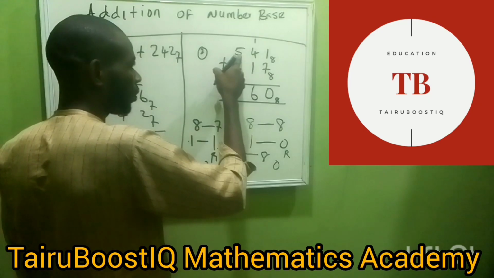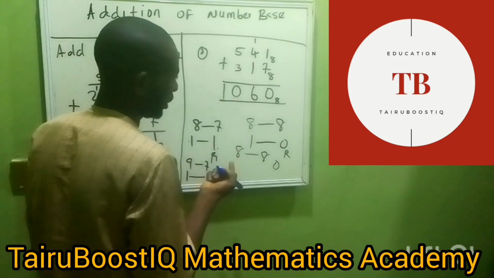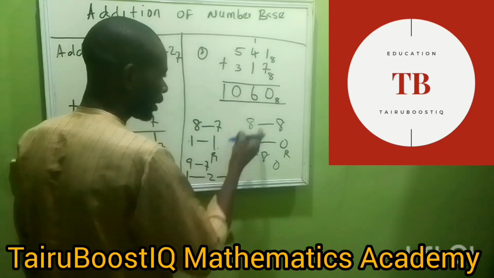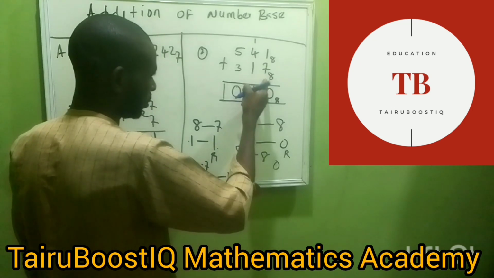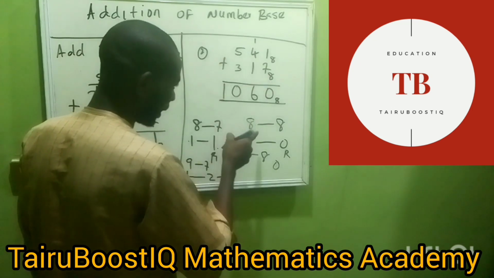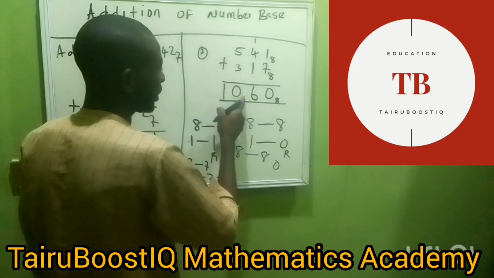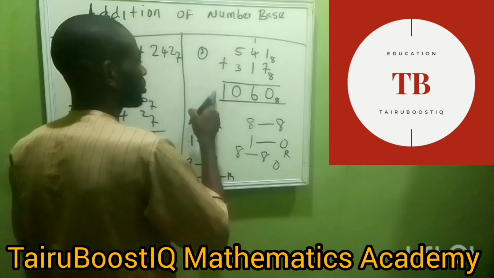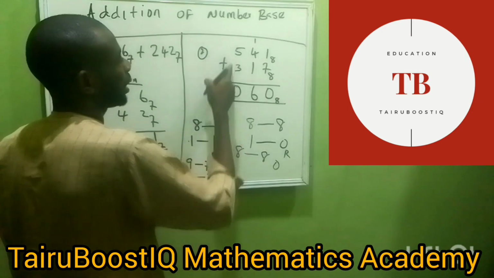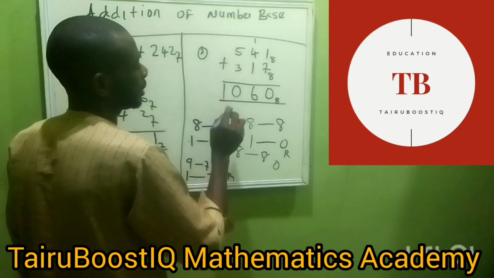Here now we have 5 plus 3, which will give us 8. How many times can 8 go into 8? Because we are working with base 8, it goes 1 time, remainder 0. Look at the remainder, which is 0, and this one is the number of times it is going to go. Since it is the last column, we leave our answer like this.